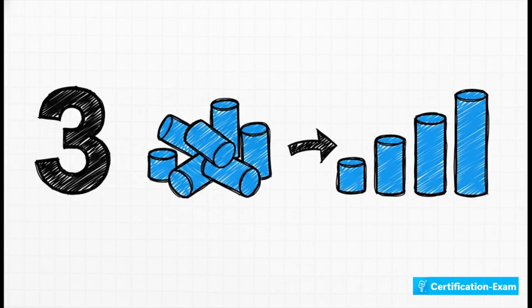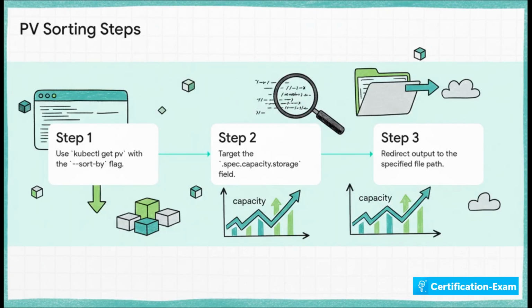And for our third example, a super common task, just listing and sorting resources using kubectl. So you'll use kubectl's sorting feature to list persistent volumes by size and pipe that output to a file.